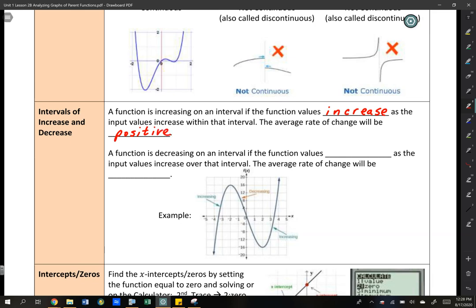A function is decreasing on an interval if the function values decrease as the input values increase over the interval. The average rate of change, the slope, will be negative. And I have an example here. So the slope right here up until we get to -2 is increasing. Then the slope from -2 to 2 is decreasing. And then the slope is positive from +2 to infinity, so that's increasing.